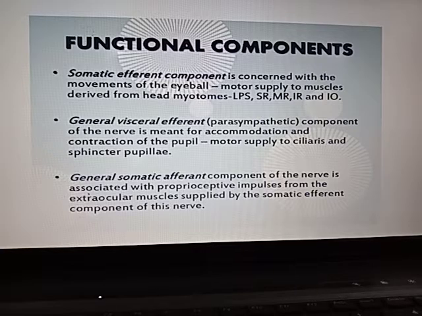All these muscles have the somatic efferent component of this oculomotor nerve. And the general visceral efferent component of the nerve is meant for accommodation and contraction of the pupil. Motor supply to the ciliaris and the sphincter pupillae muscle. This motor supply comes from this general visceral efferent fiber. The general somatic afferent component of the nerve is associated with proprioceptive impulses from the extraocular muscles supplied by the somatic efferent component of the nerve.